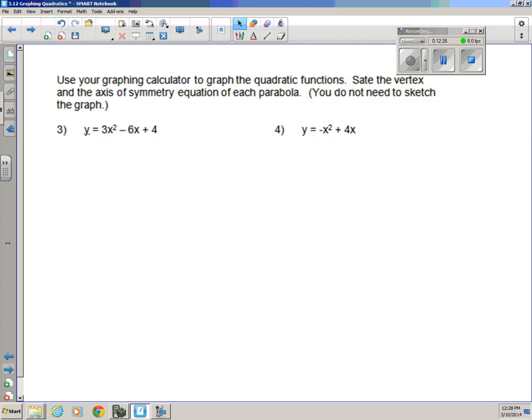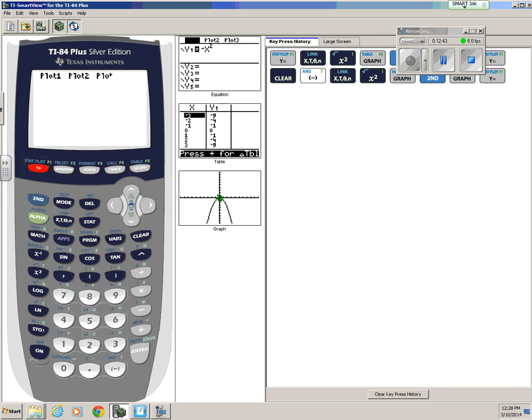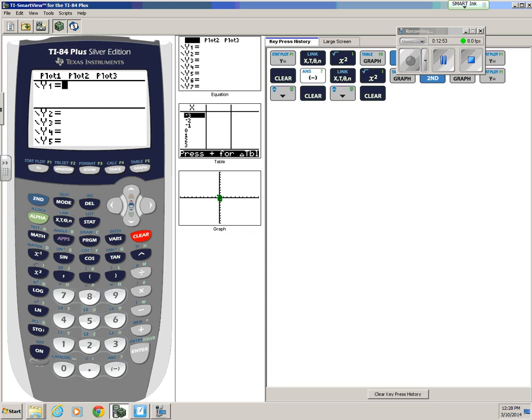Last but not least, use your graphing calculator to graph these quadratic functions, find the vertex, and find the axis of symmetry. You don't have to sketch these things. All you have to be able to do is type in your calculator, locate a pattern, and go. So let's erase this. Go to y equals, get rid of what's in there. Okay, the next quadratic is y equals 3x squared minus 6x plus 4.